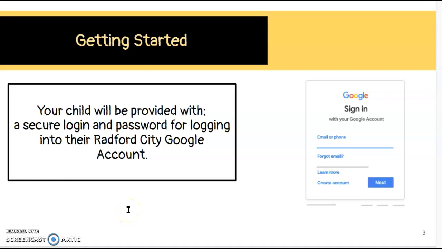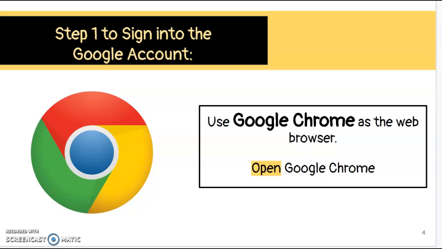To get started, your child will be provided with a secure login and password for logging into their Radford City Google account. Step 1 to sign in to the Google account. It's best if you use Google Chrome as the web browser rather than Safari or Firefox or any other browser. Then you will open Google Chrome.